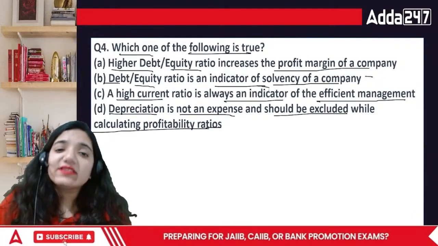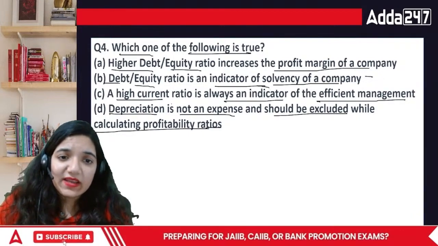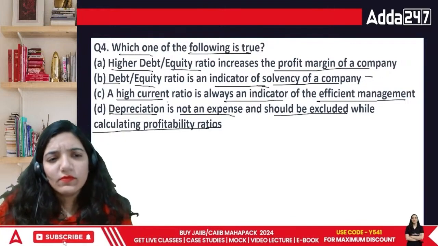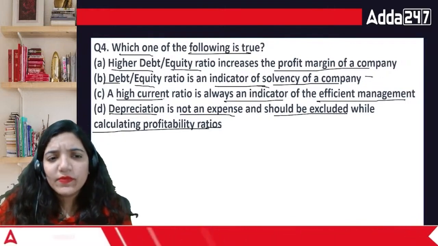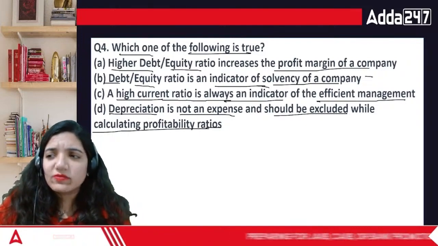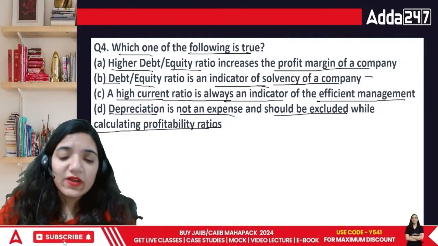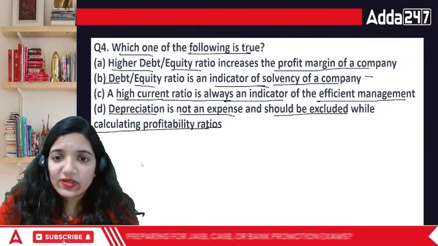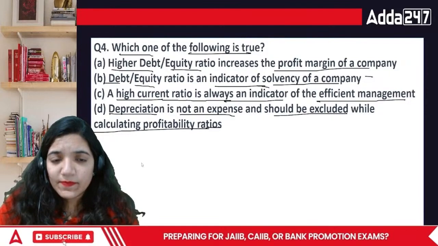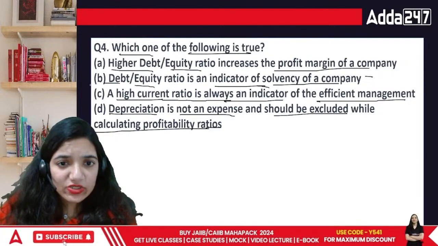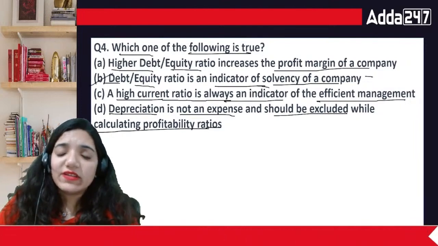It is related to solvency, but a high current ratio is always an indicator... A high current ratio is never an indicator of efficient management. High current ratio simply means that sometimes you have kept too much liquidity in your organization, which is definitely not correct. The answer is B only. That the debt equity ratio is an indicator of solvency of a company.